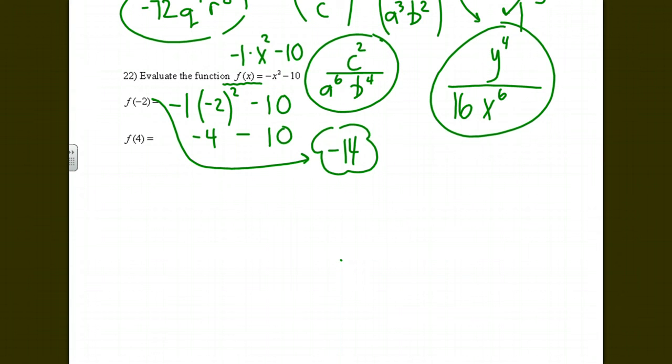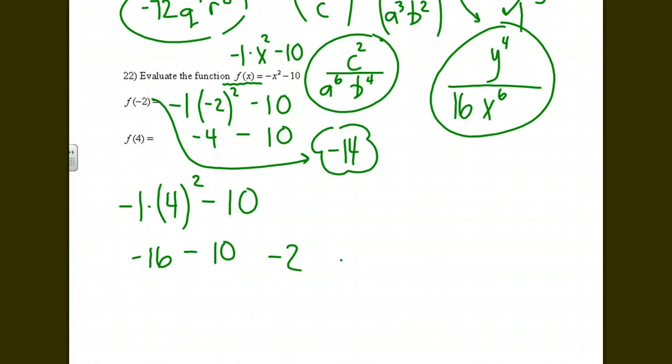Same thing when I put a 4 in, I'll use parentheses, so I have negative 1 times 4 squared minus 10. Okay, 4 squared is 16, but it becomes negative 16 minus 10, which is negative 26.